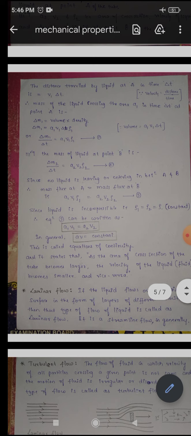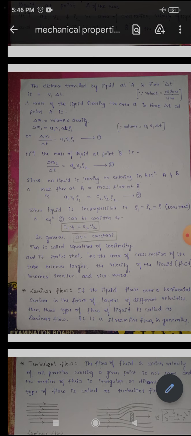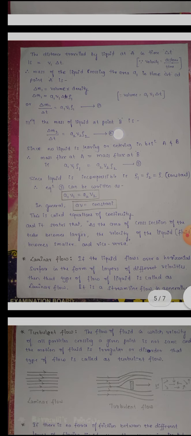And similarly, the mass flux of the liquid at point B is delta m2 by delta t, that is equal to a2 v2 rho 2. Similarly, by the same steps as equation 1, we will get equation 2.